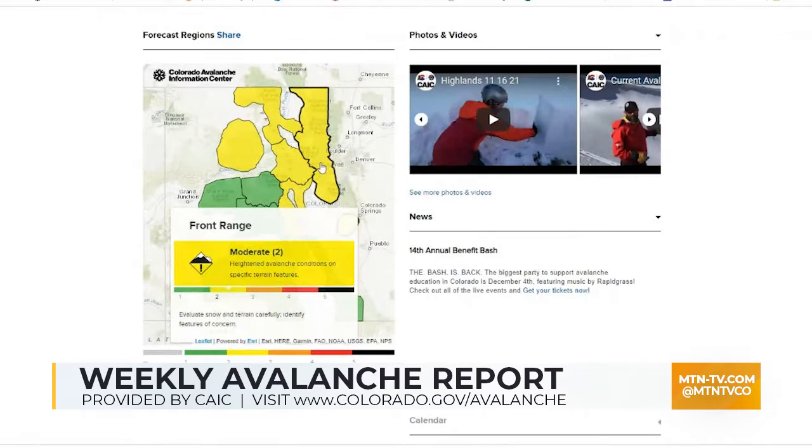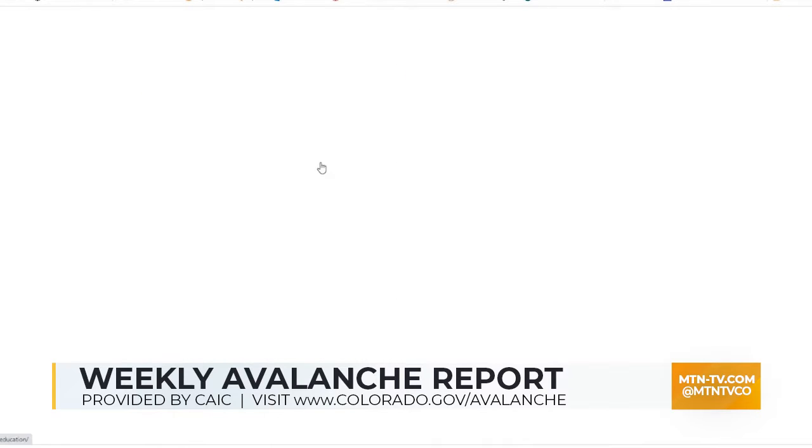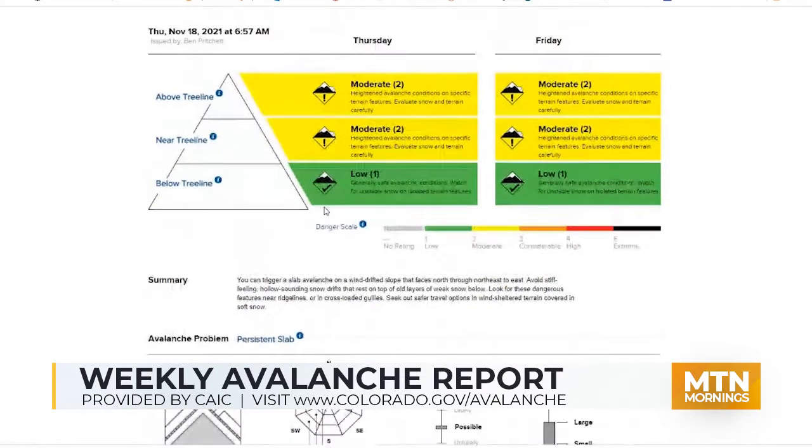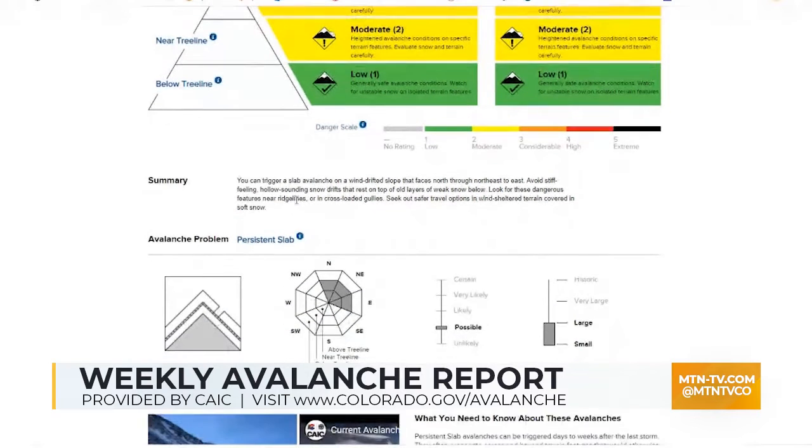If you click on any one of these zones, and we'll look at the Front Range here, you'll get more detailed information. So here you'll dive in and you will get an avalanche danger rating for each elevation band, which is above tree line, near tree line, and below tree line. And you will get that avalanche danger rating for today and tomorrow. And then we'll give you a short summary of current conditions, which talks about the kinds of avalanches you're likely to trigger, where the most problematic slopes exist, and some options for safer travel terrain.